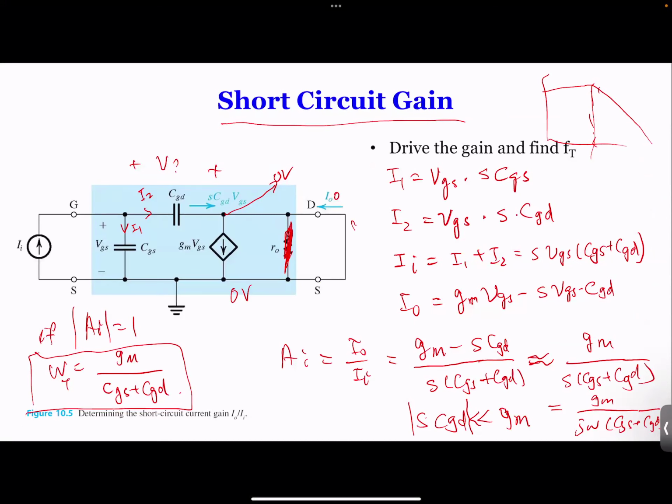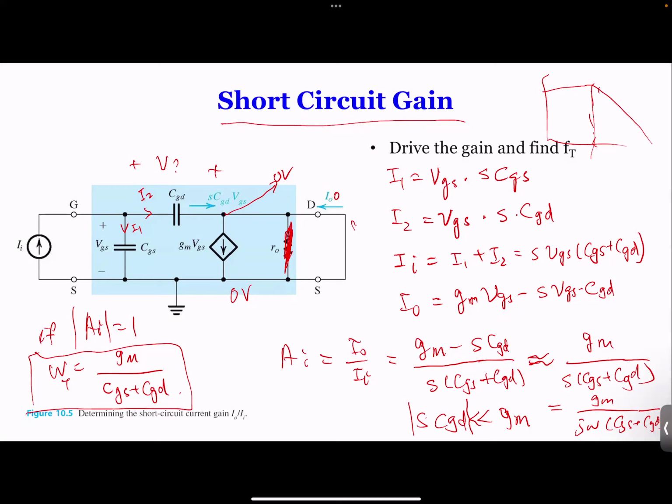Here we solve for the short circuit gain. When you have a short circuit gain, eventually this output gain is something here. What you can see here is that the gm is the middle band, and this is a high frequency gain. When this omega becomes big, this starts to increase.